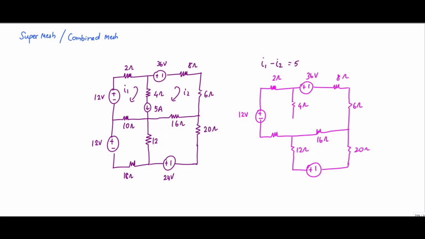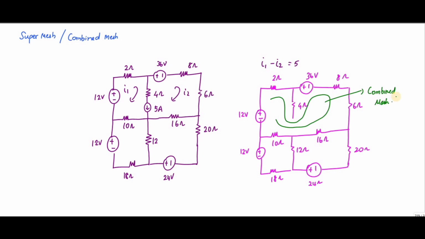This is 10 ohm and this is 12 volt or 8 ohm. And this one is called the combined mesh. So I have combined mesh 1 and mesh 2. This current is I1, this current is I2, and this one is I1 minus I2.